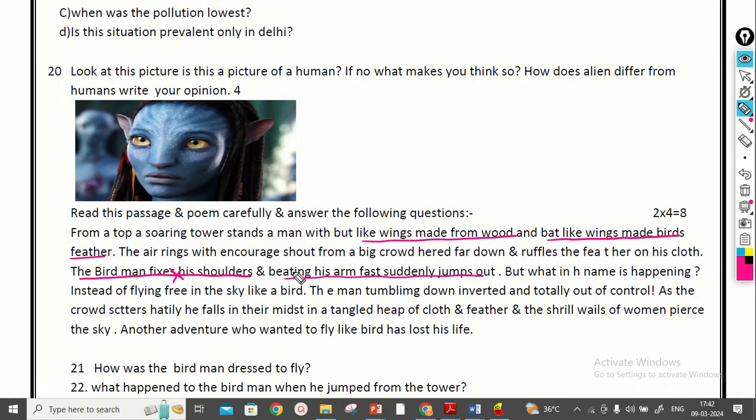So you have to write this for the first question, question 21. The birdman dressed to fly with wings made from wood and bat-like wings made of birds' feathers. Then we move on to the second one.